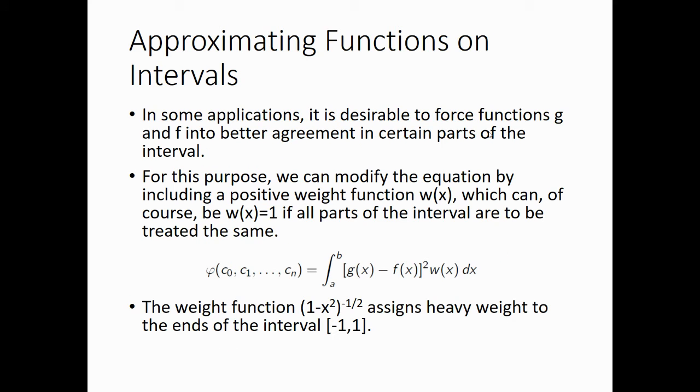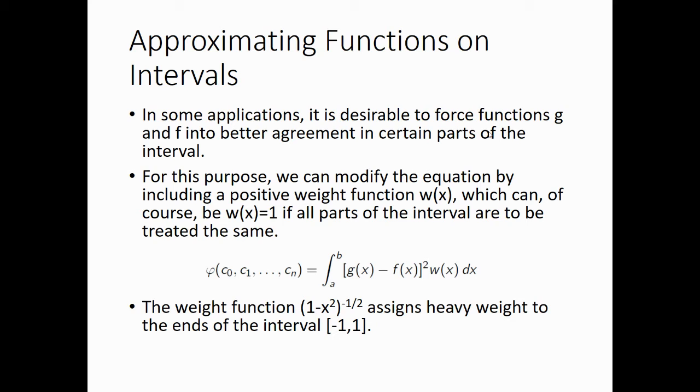In some applications, it's desirable to force functions g and f into better agreement in certain parts of the interval. To do that, we can modify the equation by including a positive weight function w, which can, of course, be w equal to 1 if all parts of the interval get treated the same. The weight function (1 minus x squared) to the minus 1 half assigns heavy weights to the ends of the interval, on the interval [-1, 1].